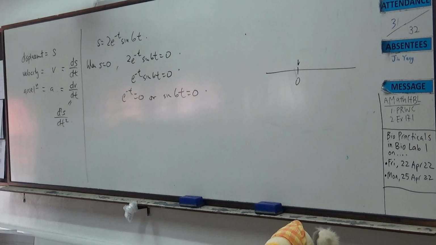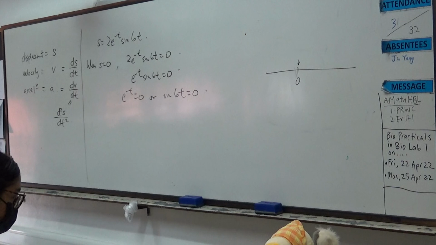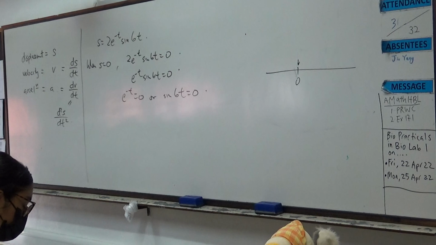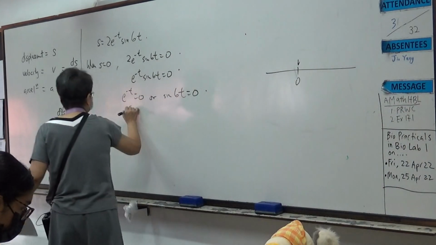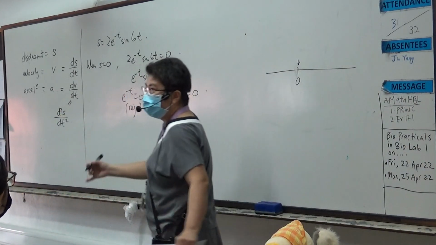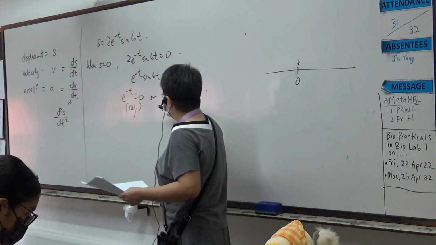Are we okay here? Then I want to ask a question. Will e to the power of negative t ever be 0? No, it will never be 0. Everybody clear? It will never be 0. So, since it will never be 0, what will happen? The answer is rejected, right? Correct. This one will not exist, or you can say not applicable also. So, I'm left with this one, right? Correct. Sine of this is 0.